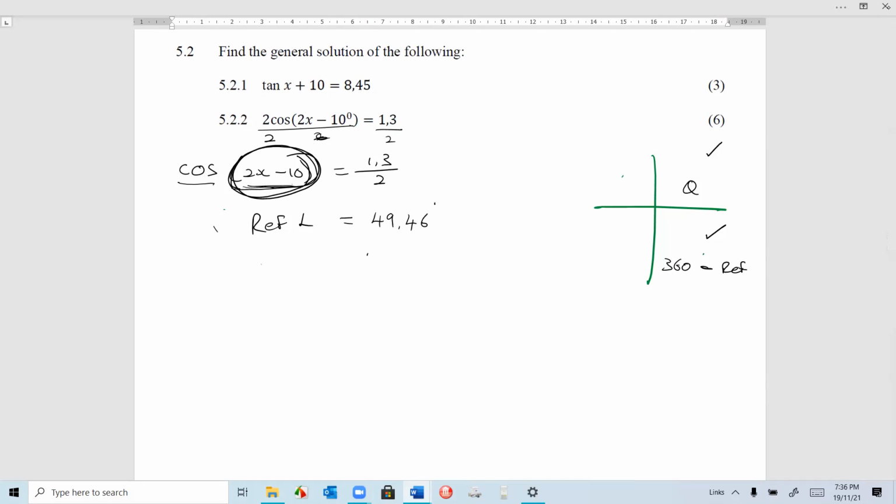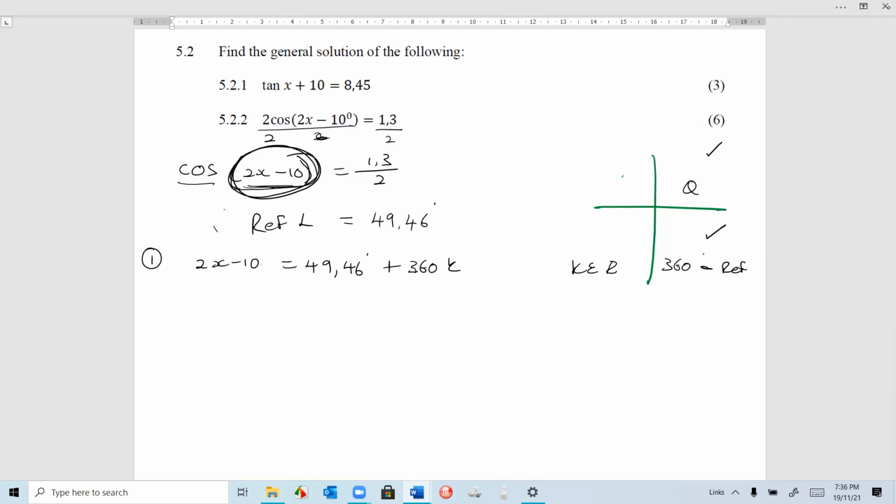In quadrant 1, we don't have an issue. In quadrant 1, the angle x is now represented by 2x minus 10. That's your entire angle, and it is equal to the reference angle in quadrant 1, 49.46. It's an accurate angle. But because they said general solution, you want to add 360k. And remember, as soon as we bring in k, we say k is an element of Z.